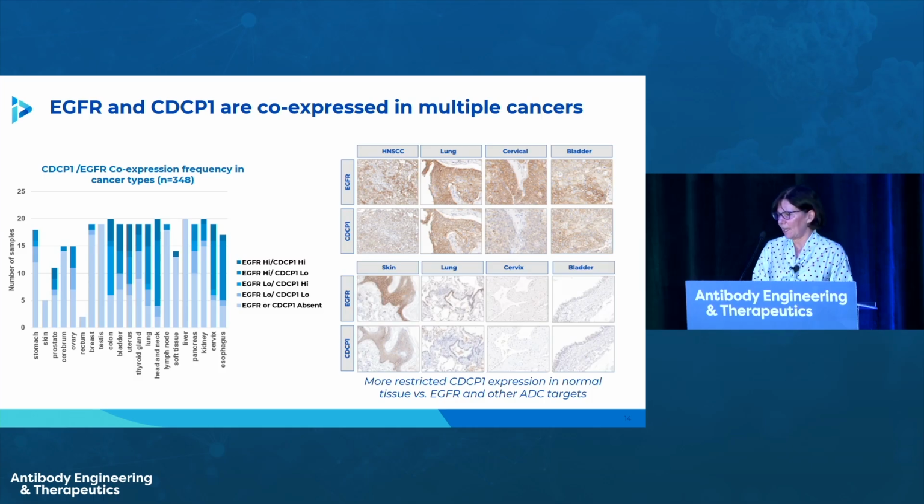tumor types. And the examples on the right-hand side just show some examples such as lung, bladder, head and neck cancer as well, where we see very, very high co-expression. And if you look at those corresponding normal tissues, we really don't see much expression. With the exception of skin, where we know there's a lot of EGFR already expressed, we see some CDCP1 there, and I'll address that in the next few slides.